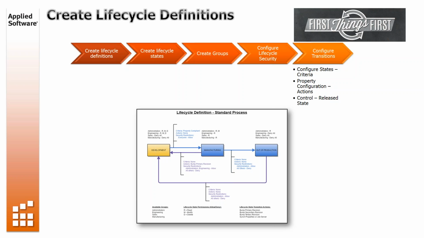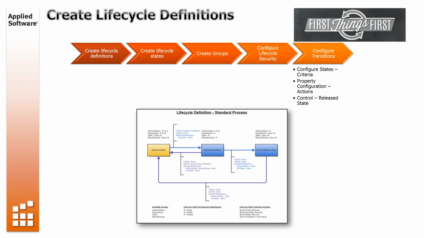The next step would be to create groups. These are used to define access for users. So we put users in groups so that we can better control who has access to what. The next step is to configure lifecycle security. We enable state-based security, which means we assign a user or group the ability to perform an action. And then finally, we configure transitions.